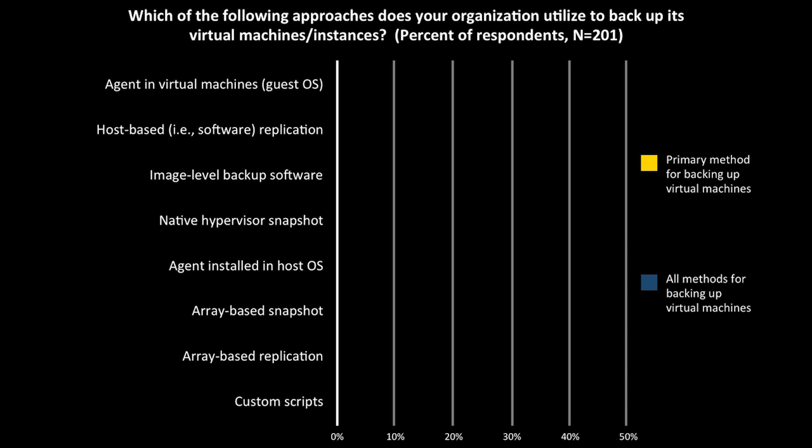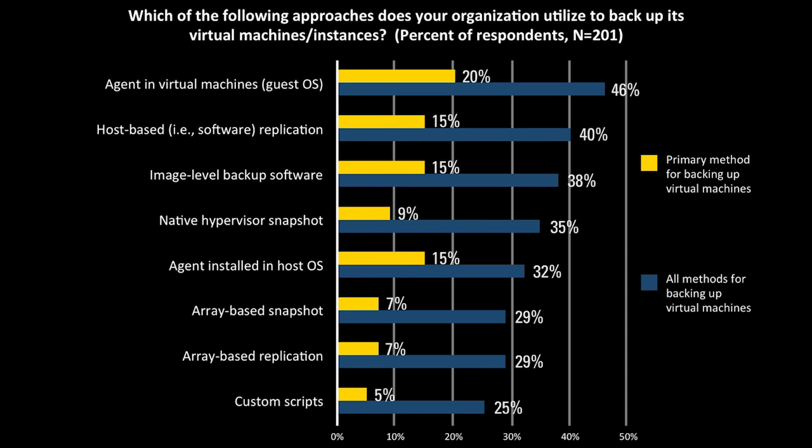Now, when we asked people how they are backing up their virtual environment today, we saw a wide range of answers. Some folks are still using agents inside of each guest. Some are using the hypervisor to snap. Some are using the storage layer to snap. They're using VSS and vStorage and VADP. There are all kinds of methods.